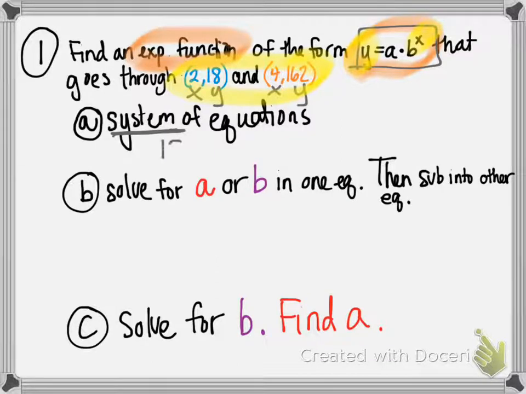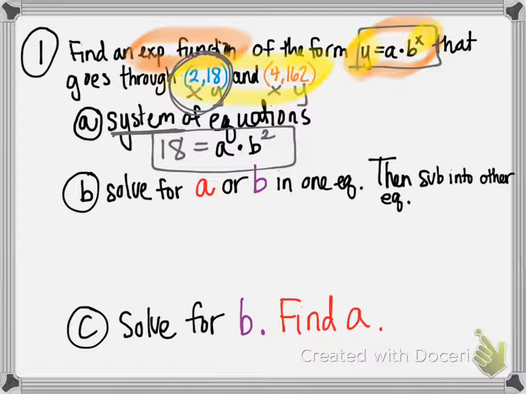Here we go. I'm going to do 18, starting with this point right here, equals a times b, which I don't know yet so I'm going to keep those, and then to the x, where my x for that one is 2. So there's one of my equations.